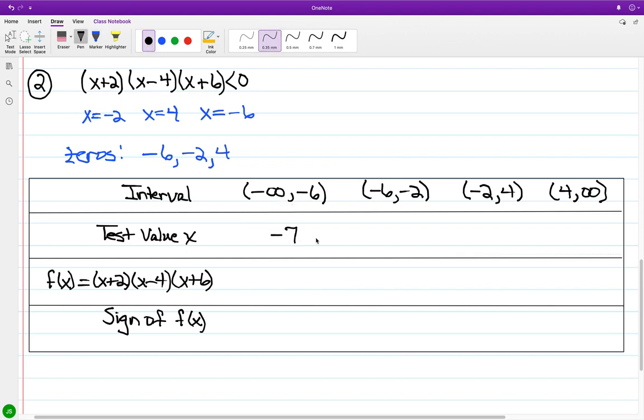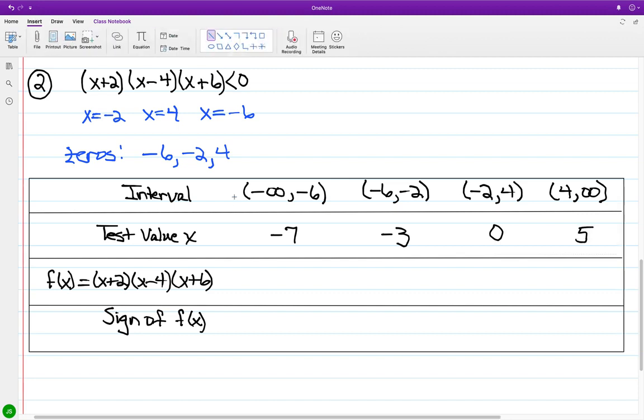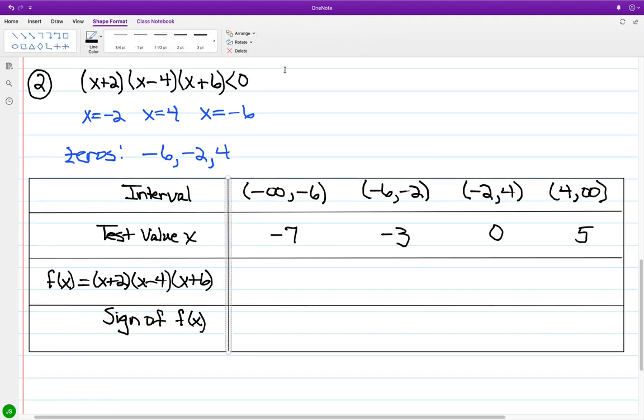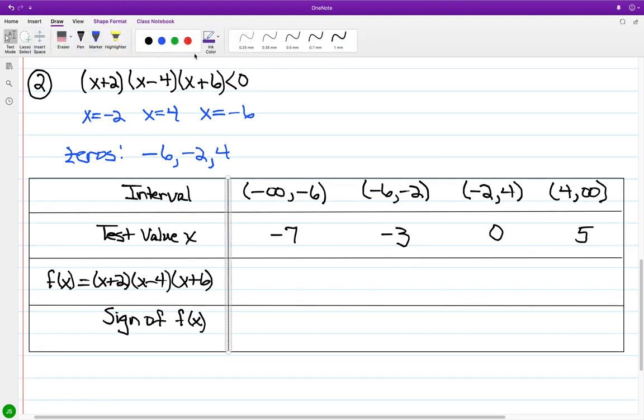Okay, now for the tested values, we can plug in anything for x that is less than -6, so we can go with -7. Anything between -6 and -2, you might go with -5, -4, or -3. Anything between -2 and 4, you can just go with 0. And anything greater than 4, we can just go with the number 5.